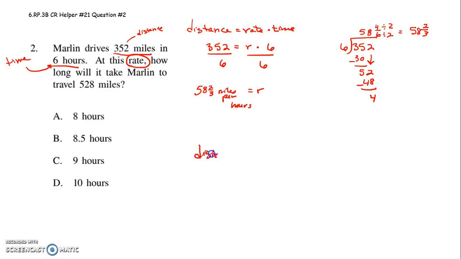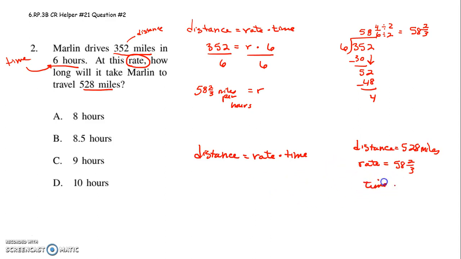So now again, I have to do distance equals rate times time. And I know now my new distance is 528 miles. So now the distance we're talking about is 528 miles. I have my rate. My rate is 58 and 2/3. And I have to find my time. My time I don't know. So I put in my 528 equals my rate, 58 and 2/3, times my time, which I don't know.